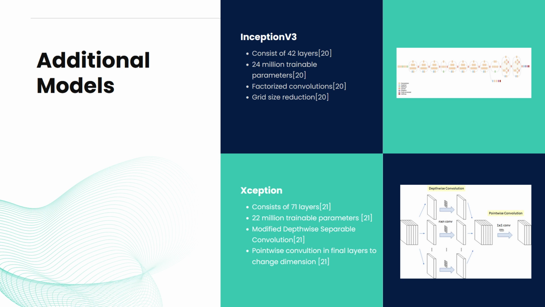The next one is Xception. It consists of 71 layers, but 22 million trainable parameters only. And a key aspect of it is modified depthwise separable convolution. For example, if there are 5 channels, then it'll have 5 cross-channel spatial convolutions, making it quicker and more efficient. And the final few layers will have pointwise convolution to help change or reduce the dimensions.